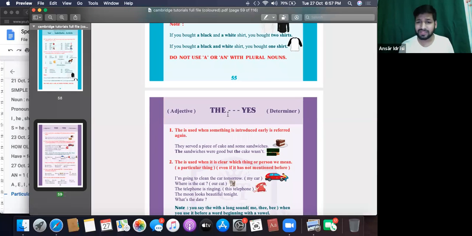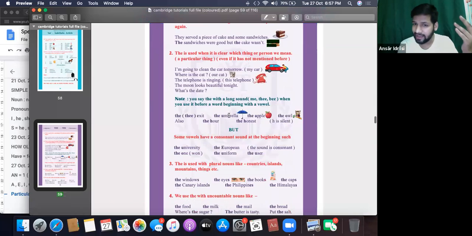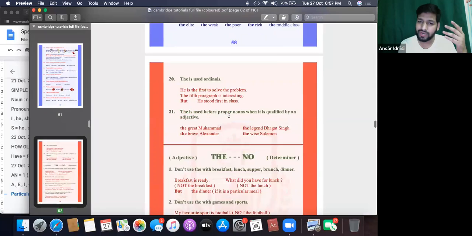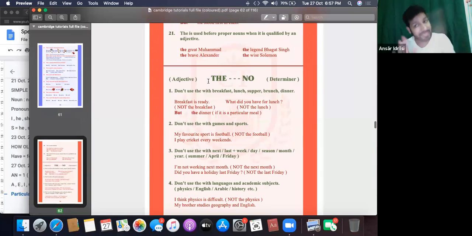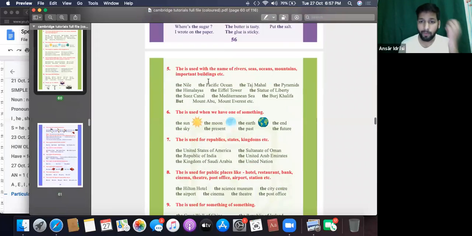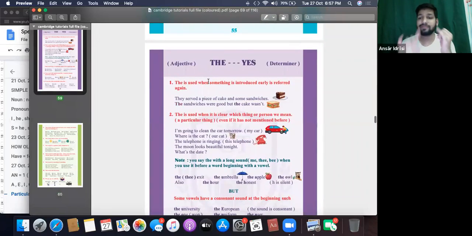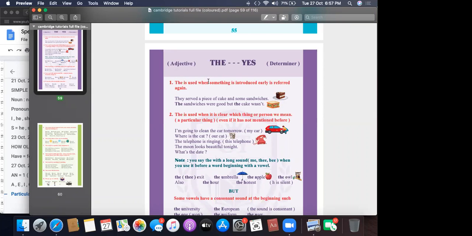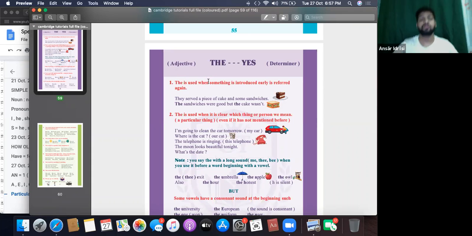Now what is the meaning of the yes? The yes means when to use the here. Going ahead we will also have other rules, the no, meaning where not to use the. Okay, so we are going to see when to use the, when not to use the. Point number 1: we use the when something is particular, unique, special, known, popular, specific, important. All right, so we use the for all these things.